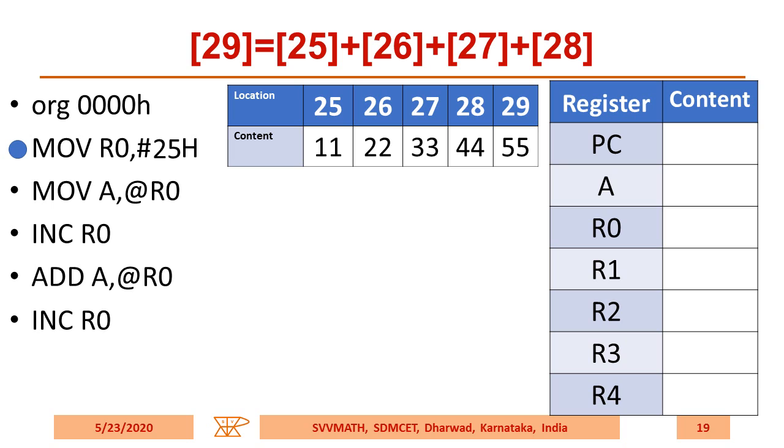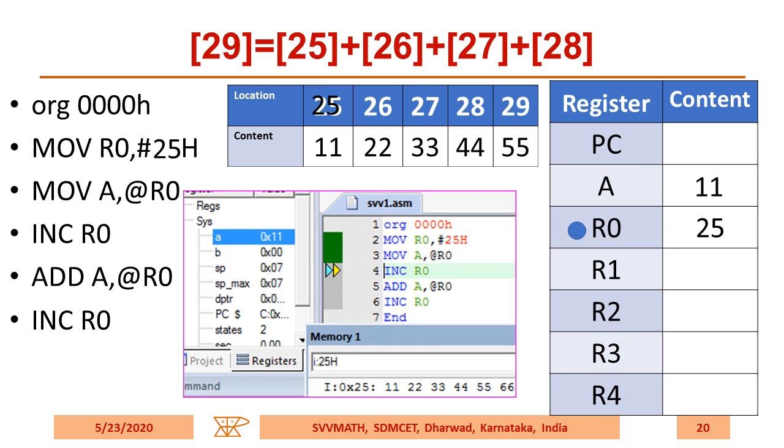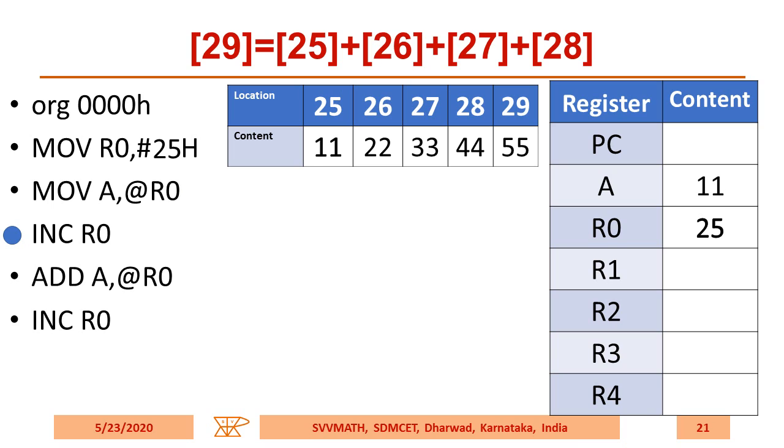Now see how the program executes. When I say MOV R0, #25, 25H will move to R0. When I say MOV A, @R0, the content of the 25th memory location moves to the A register. Then INC R0; before that, you can observe the content of the accumulator. When I execute INC R0, the content of R0 is incremented by 1.